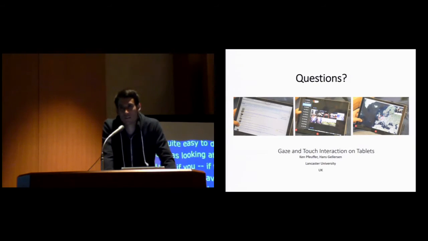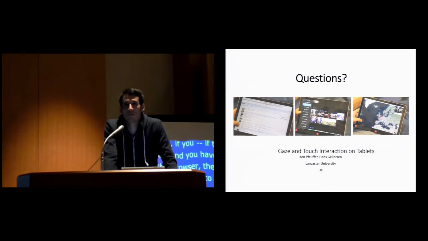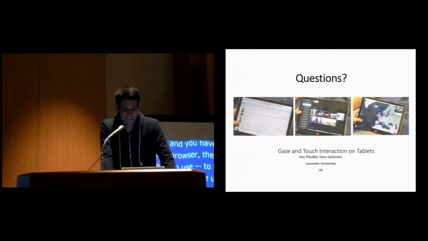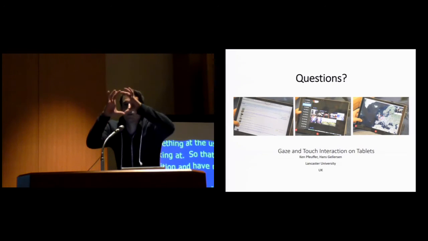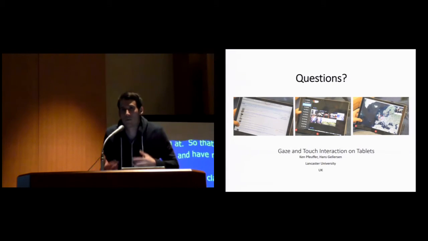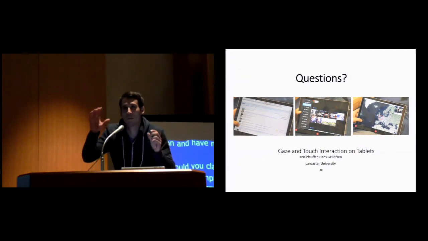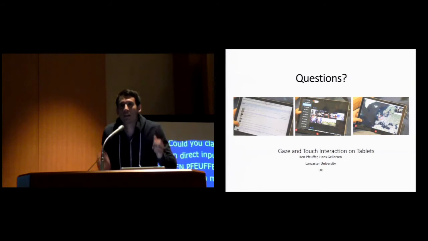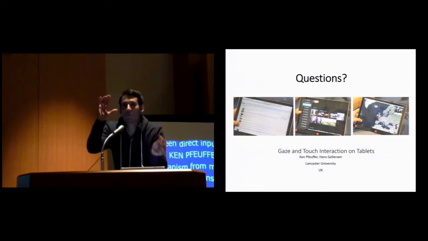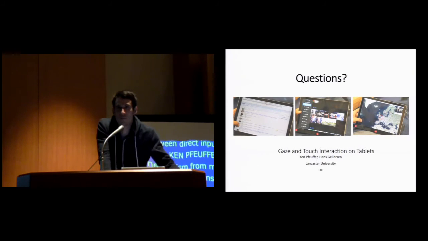Could you clarify how you switch between direct input and gaze-based? So I used this mechanism from my prior work last year. When I'm touching in this area where I'm looking, it's processed as direct touch input. But when I'm touching clearly far away from it, not very far away, it's still on a tablet, then it's this indirect interaction.